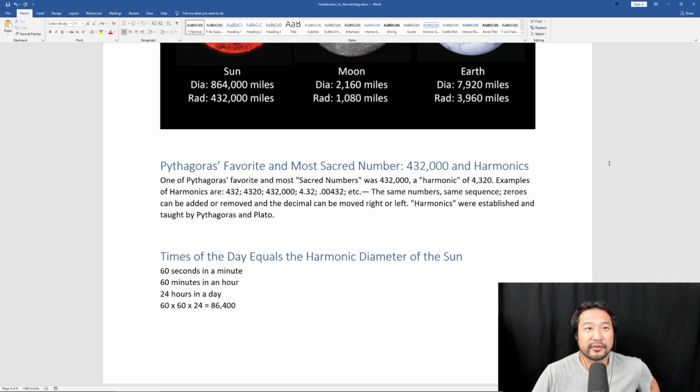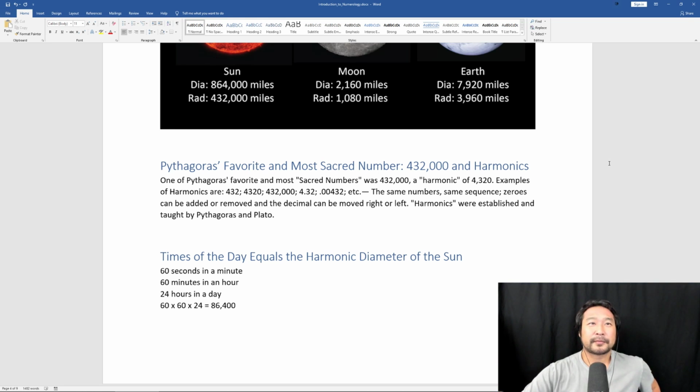Basically, examples of harmonics are 432, 4,320, 432,000, 4.32, 0.00432, etc. The same numbers, same sequences. Zeros can be added or removed, and the decimal can be moved left or right. Harmonics were established and taught by Pythagoras and Plato. I think I provided a link to this that goes over that.